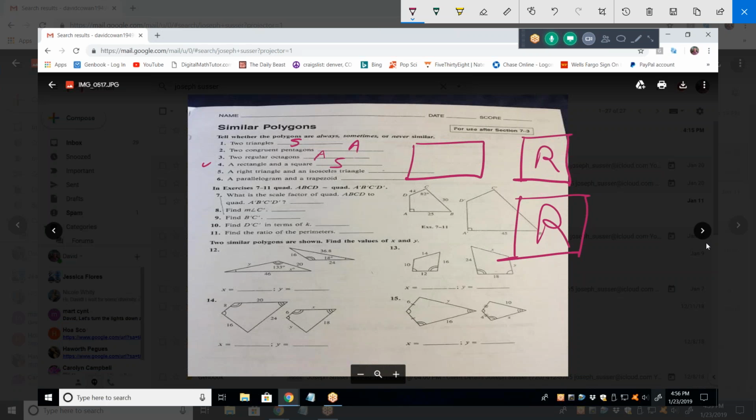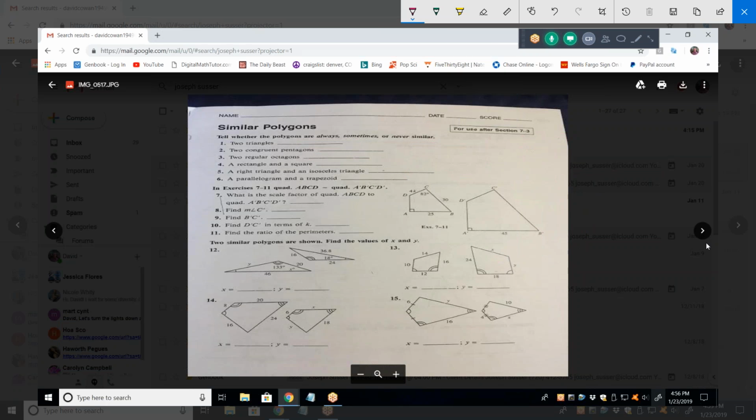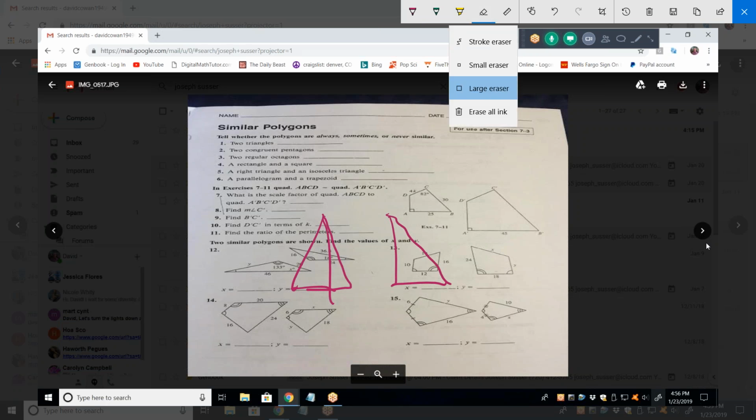A right triangle and an isosceles triangle. Well, I know it's not always. Right, because you could have an isosceles triangle like that, and you could have a right triangle like that. Well, I drew this as I meant to draw it like that. So it's not always. Are they ever?